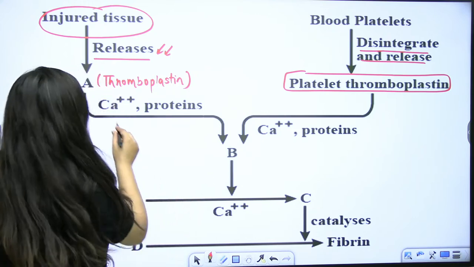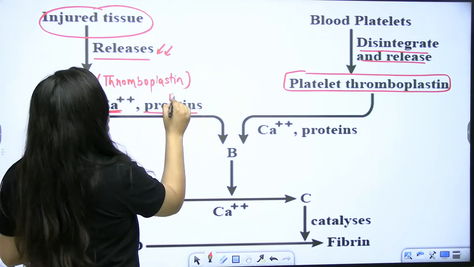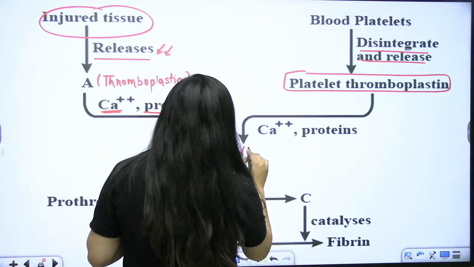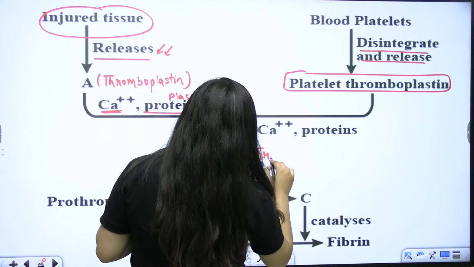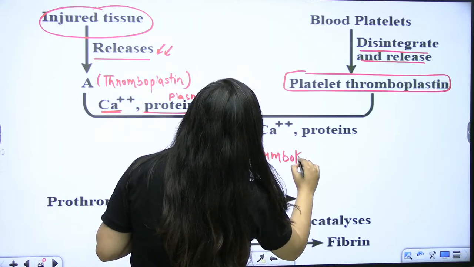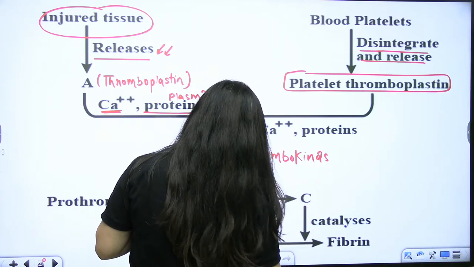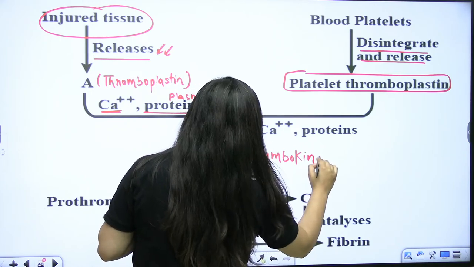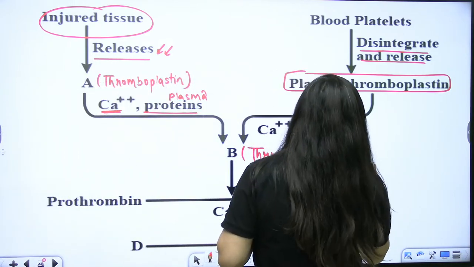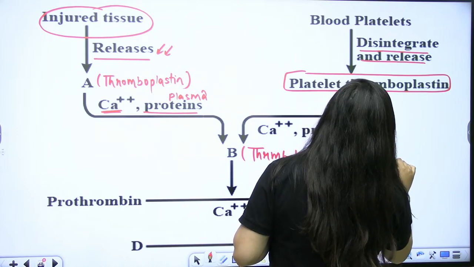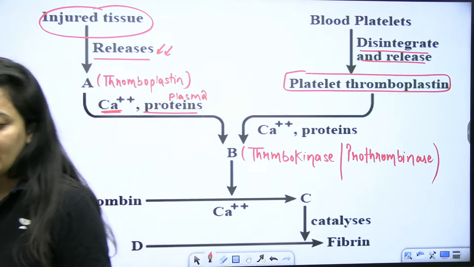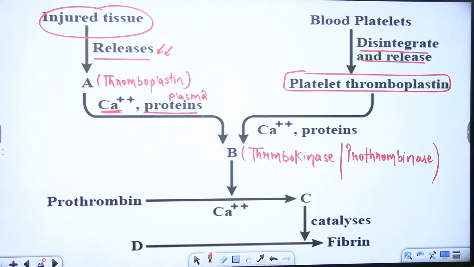Now this thromboplastin, in the presence of calcium, is going to react with your plasma proteins, and it will form this B. This B is nothing but thrombokinase, and it is also known as prothrombinase. Clear? It is thrombokinase and it is also known as prothrombinase.